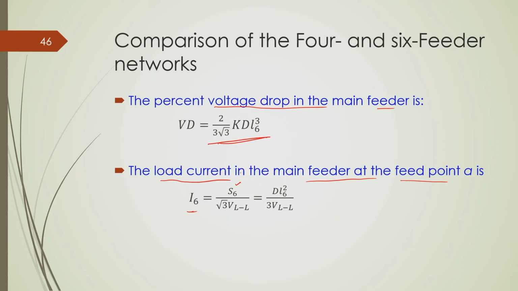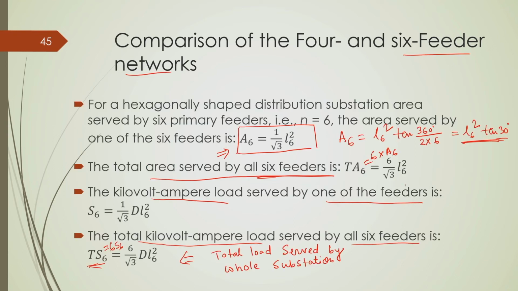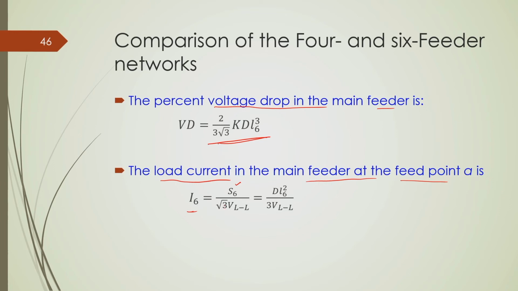Now, if you put the expression of S6 that we got over here, that S6 is equal to 1 upon root 3 d L6 square, you will get this root 3 and this root 3 multiplied, which will give you 3, and the numerator will be equal to d L6 square. So, this is the maximum load current that one feeder is carrying.